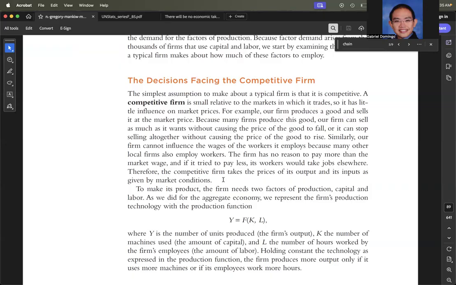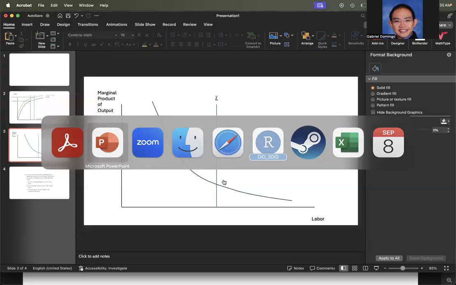For instance, our firm produces a good and sells it at the market price. Because many firms produce this good, our firm can sell as much as it wants without causing the price of the good to fall, or it can stop selling altogether without causing the price of the good to rise. Okay. Similarly, our firm cannot influence the wages of the workers it employs because many other local firms also employ workers. The firm has no reason to pay more than the market wage, and if it tried to pay less, the workers would take their jobs elsewhere. Okay. So in other words, let's write it down here.